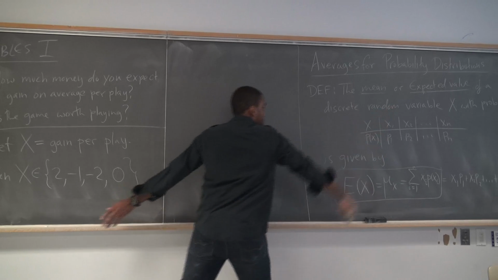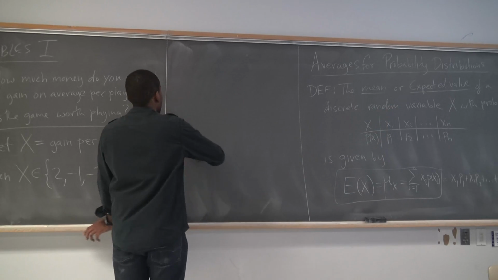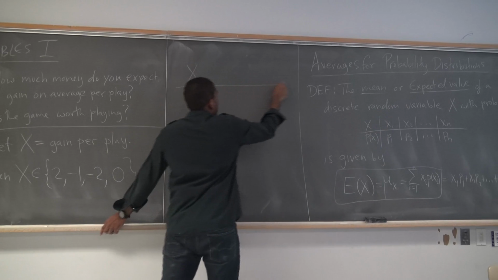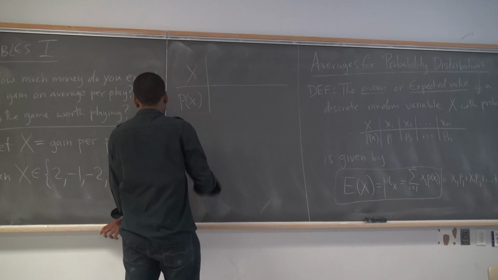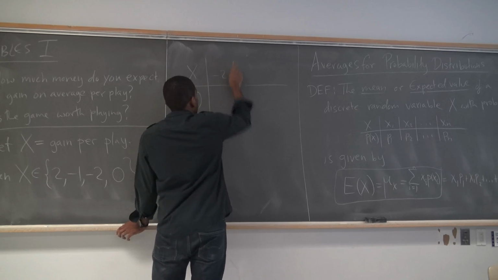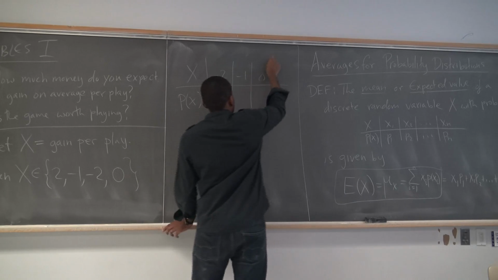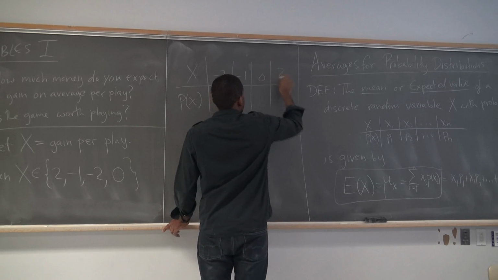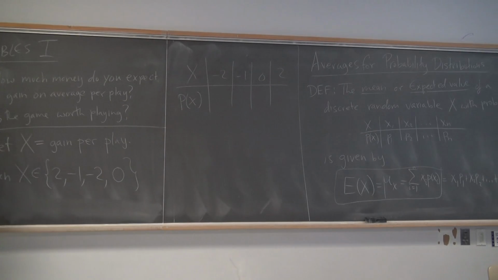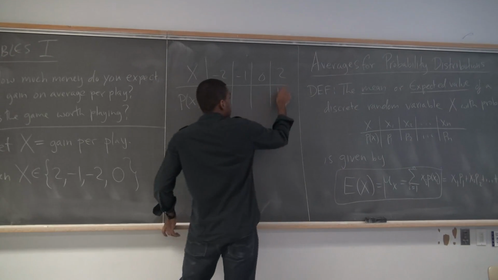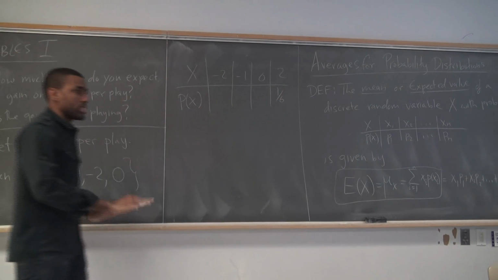A probability distribution, right? So we can just see the numbers and do the math. So here's my x and my p of x. Possible values are -2, -1, 0, or 2. Now, what is the probability that it lands on a 6? 1 out of 6. In that situation, I gain 2, so here it's 1 out of 6. We're assuming it's a fair dice.